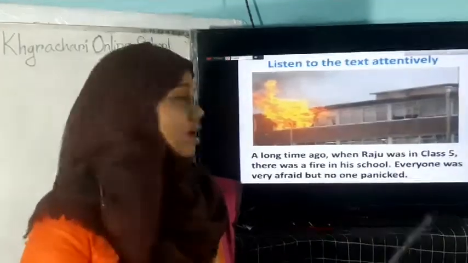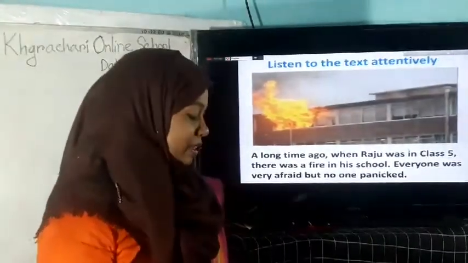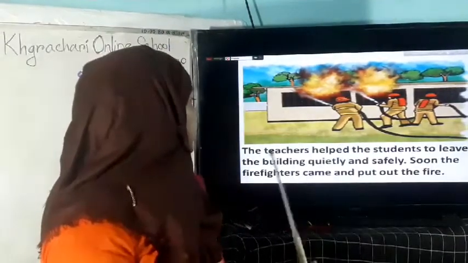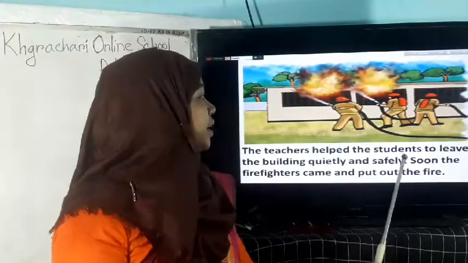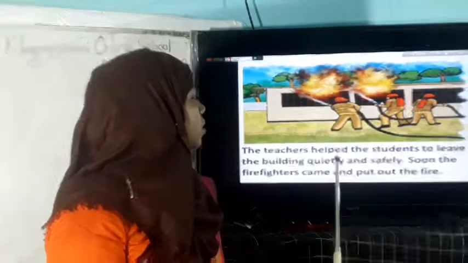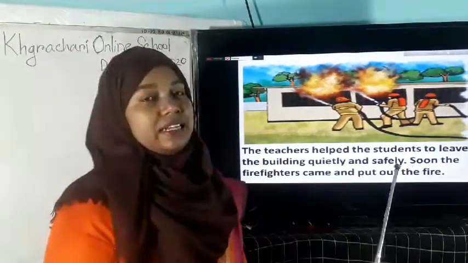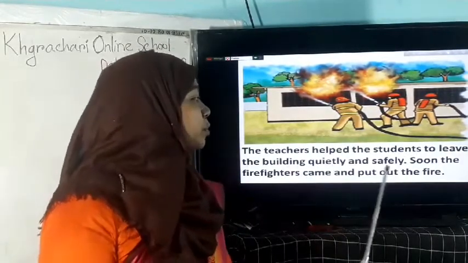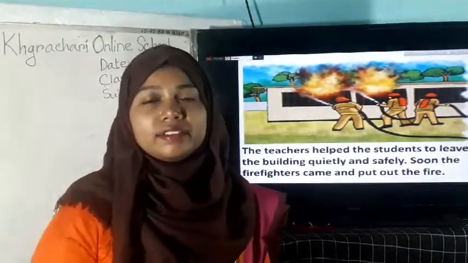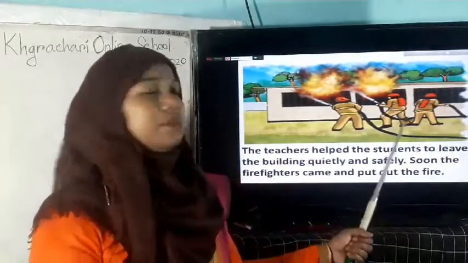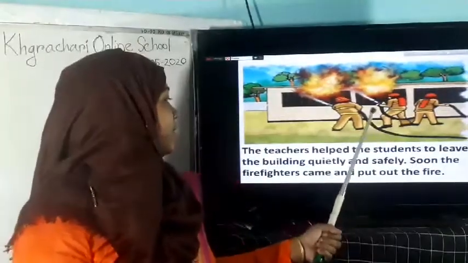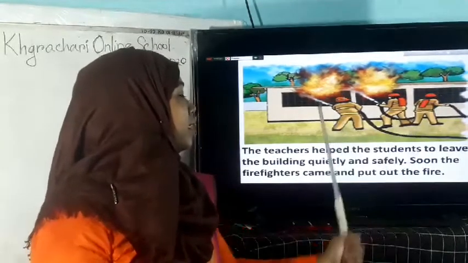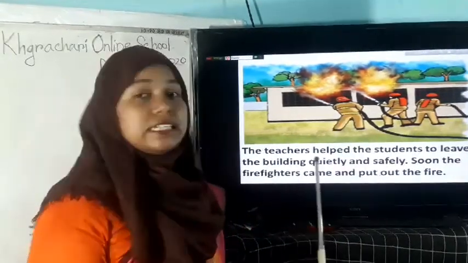Everyone was very afraid, but no one panicked. Dear student, the teachers helped the students to leave the building quietly and safely. Soon, the firefighters came and put out the fire. Dear student, look at the picture. The firefighters come to put out the fire.